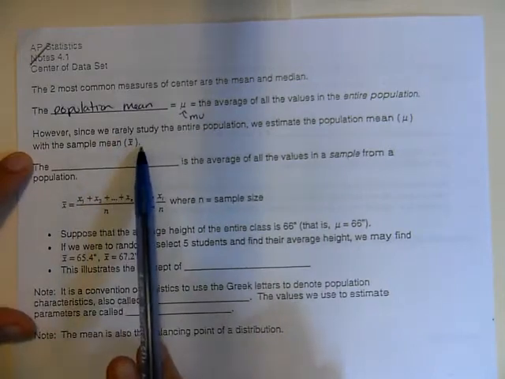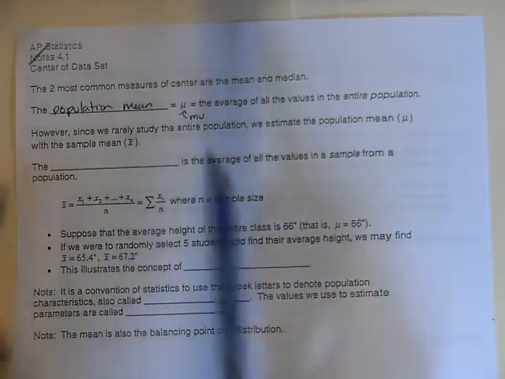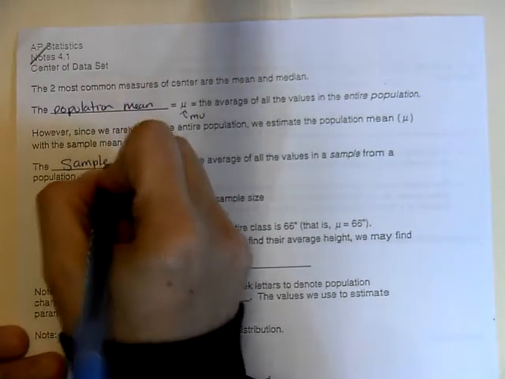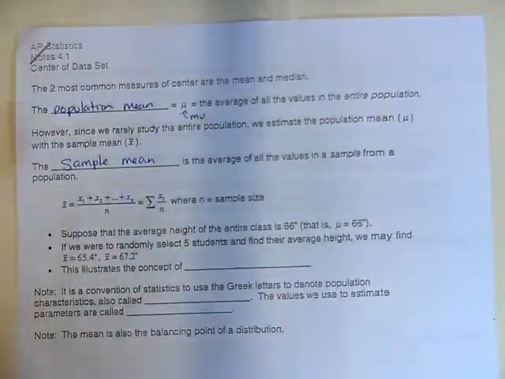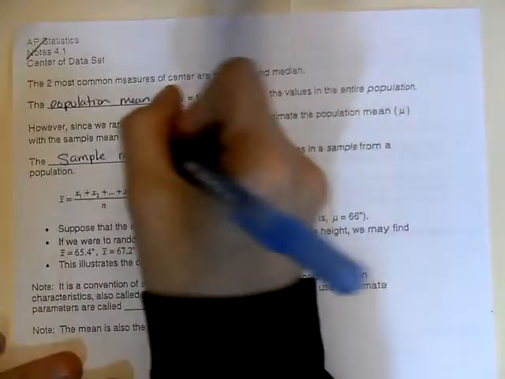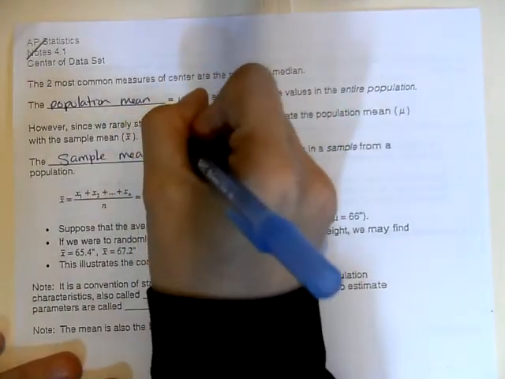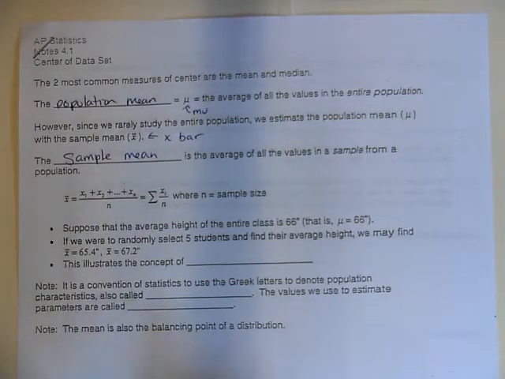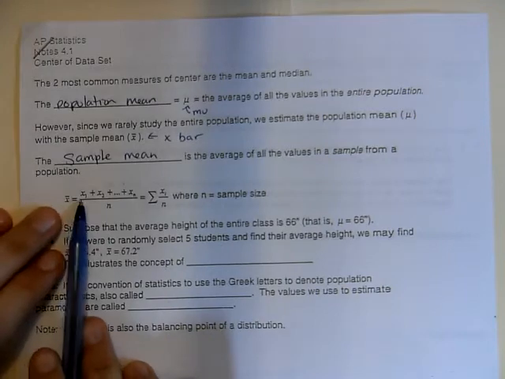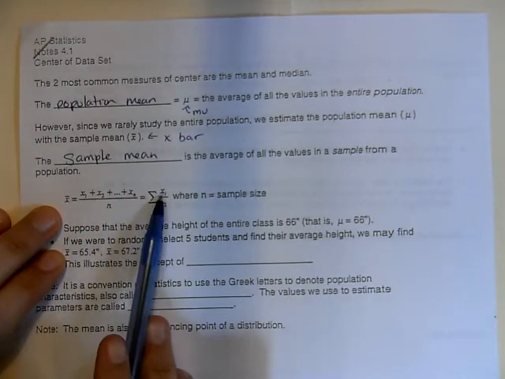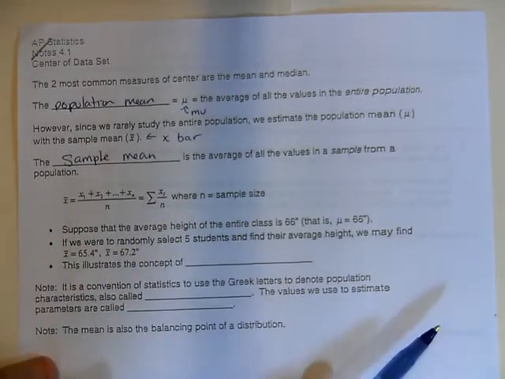However, since we rarely study the entire population, we use the sample mean. The sample mean is the average of all the values in a sample from that population. And we use the symbol X bar to denote the sample mean. So here's the formula. X bar is all the x's added together divided by n, or the sum of all the x's divided by n.